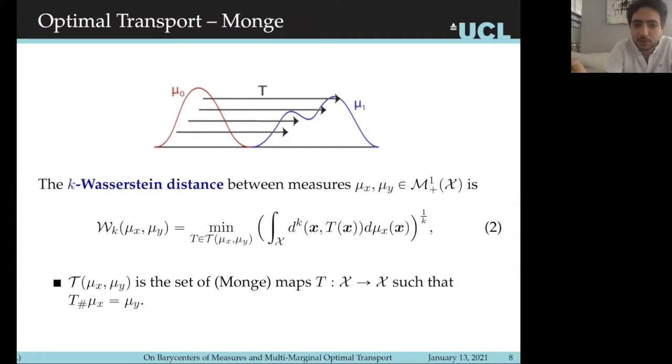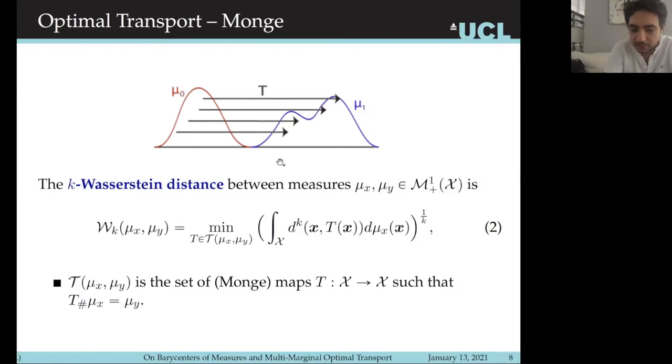Okay, so let's start with optimal transport. I'm going to start with the Monge formulation, which was the original formulation of that problem proposed by Monge. In that case, we have two distributions, mu zero and mu one, and the goal is to find a map T which is going to transport mass from the first measure to the second measure. Here we have continuous measures, but it's the same idea for discrete measures. We want to find a map that is going to minimize the cost of transporting the mass from the first measure to the second measure.